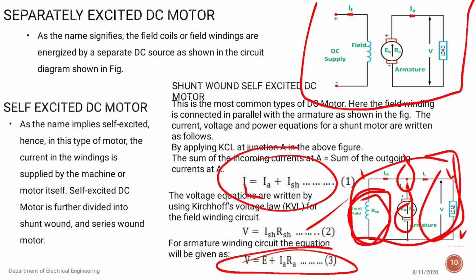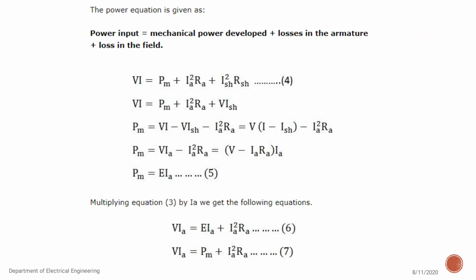Okay. Right now we have calculated the voltage as well as the current equation. Now we'll go for the power equation. In that power equation, we know that the power input, that means the electrical power input, is equal to the mechanical power developed plus whatever losses are available in the armature and field. Because if there is a current, then there are losses. So there are losses in the field winding and losses in the armature winding. The addition of these two losses, that is total losses, plus the mechanical power developed is equal to the electrical input.